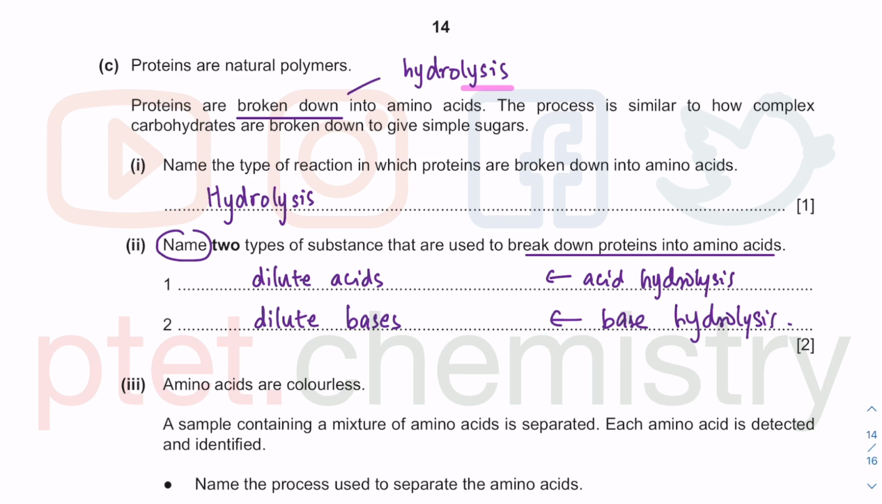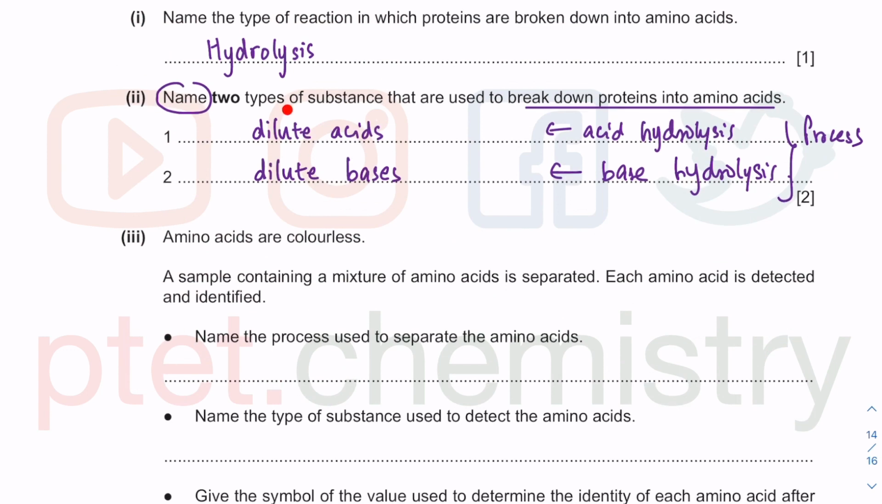These are not the answers. These are the name of the process, because what you need will be the acid or the base. They ask for the type of substances. I don't think they will be asking for the name of the substances. They ask for the type of substances there.